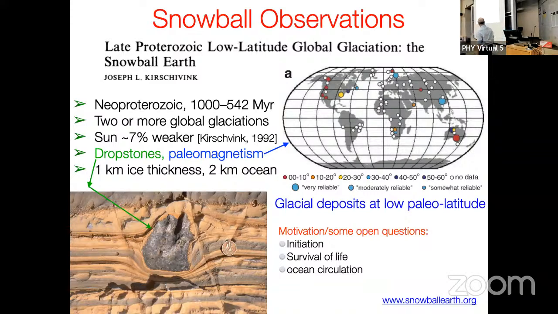So this happened during the Neoproterozoic, the period of 1 billion to 500 million years ago. There were 2 events of complete glaciation of the ocean. And at the time, the sun was 7% weaker. The ice cover over the ocean is estimated to have been 1 kilometer thick. You know that sea ice is typically 1 or 2 meters. And there was another kilometer of seawater deposited as ice over the continent. So the ocean, instead of being 4 kilometers deep, was only 2 kilometers deep.